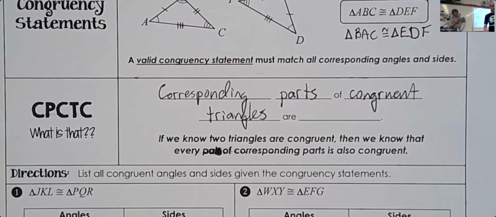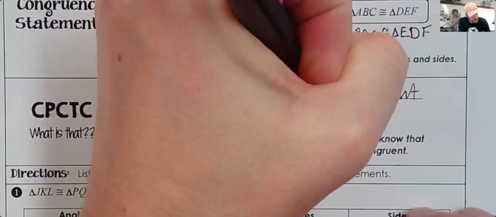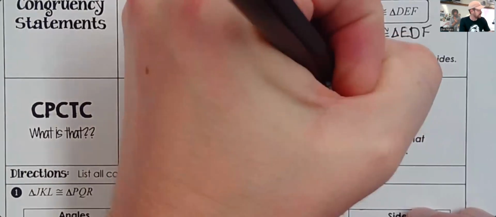That last word, by the way, congruent. Corresponding parts of congruent triangles are congruent. Thank you. Here's the notes for today.